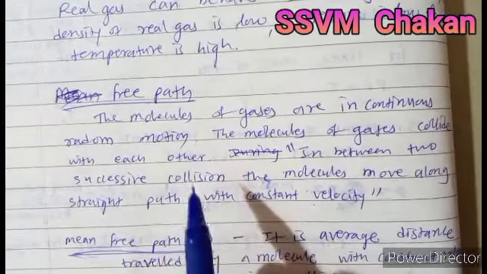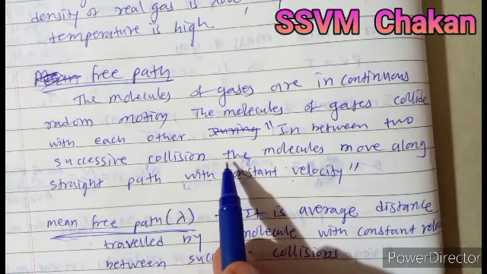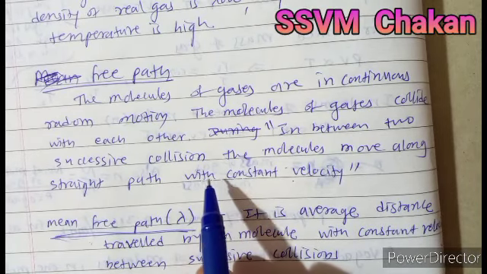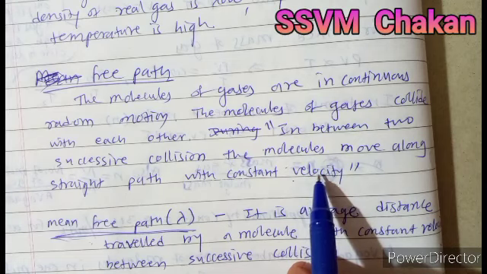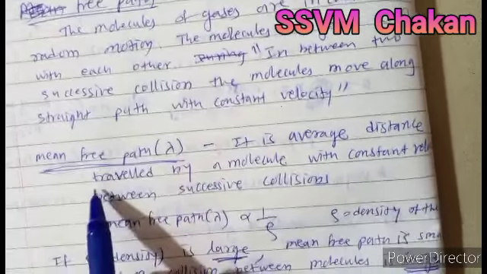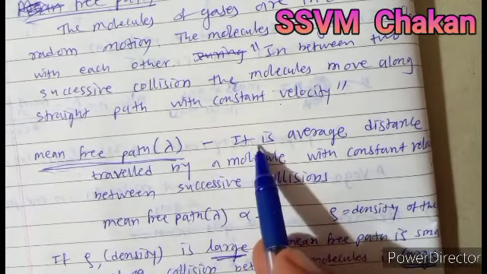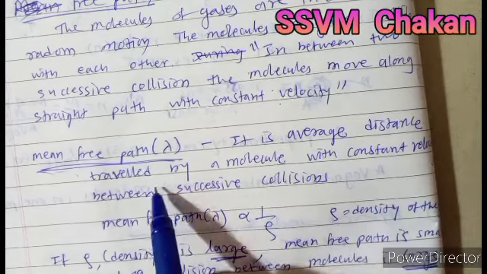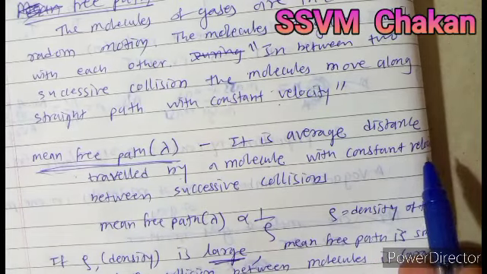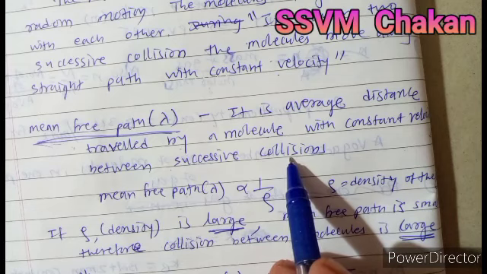Free path. In between two successive collisions, the molecule moves along a straight path with constant velocity. Whatever distance it covers is called a free path. Mean free path is denoted by the letter lambda. It is the average distance traveled by a molecule with constant velocity between successive collisions.